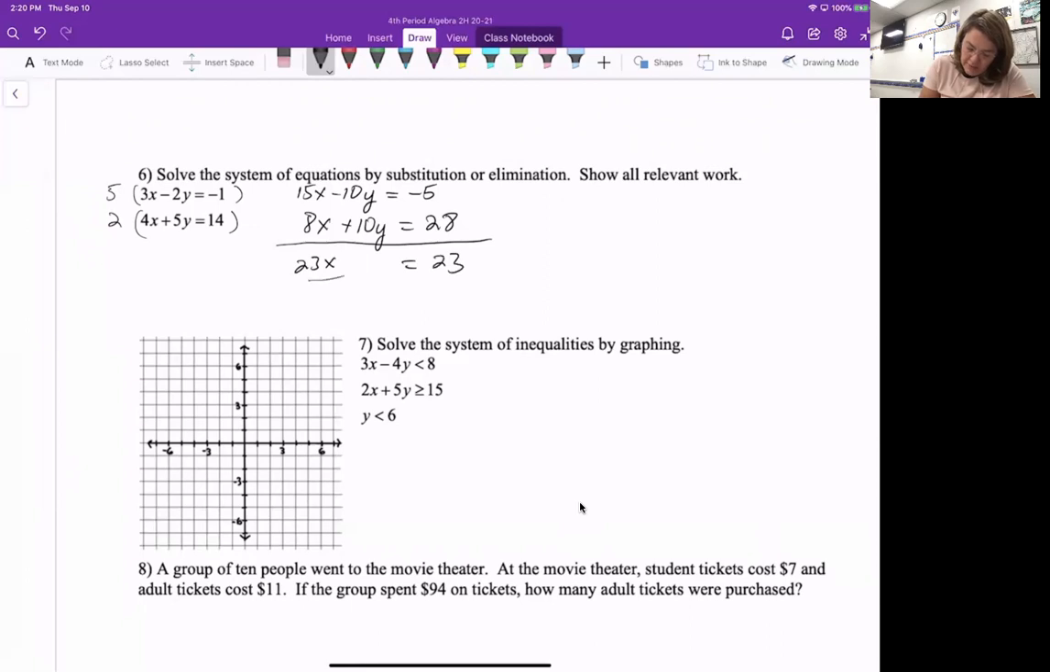And I will divide both sides by 23. And I will find x is equal to 1. Now that's only one part of the equation. So I've got to now find y.